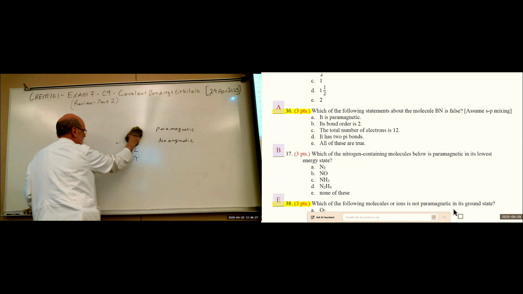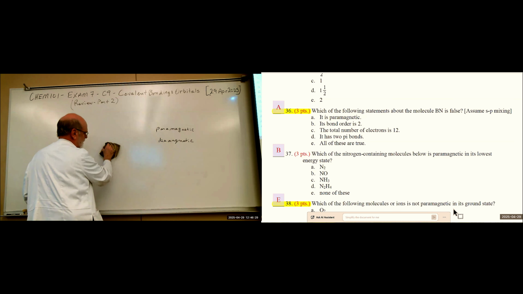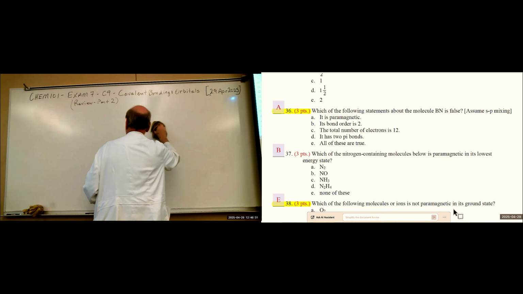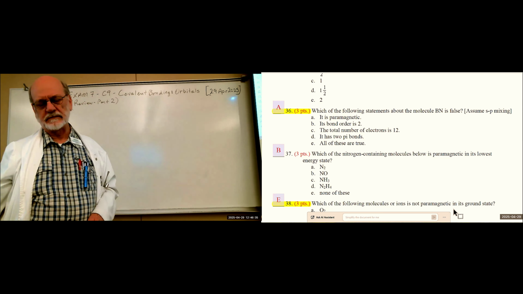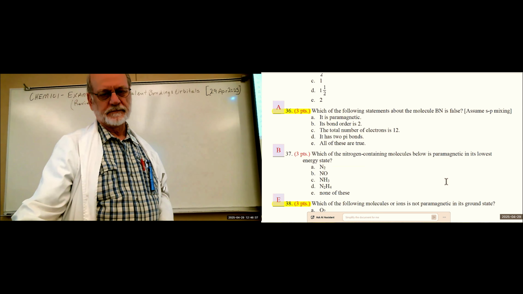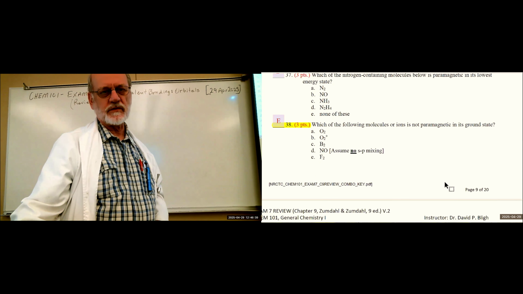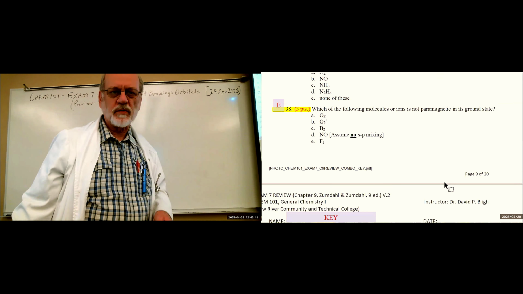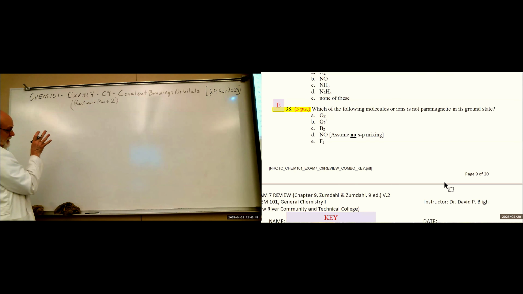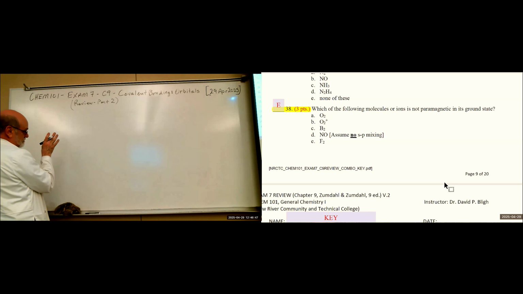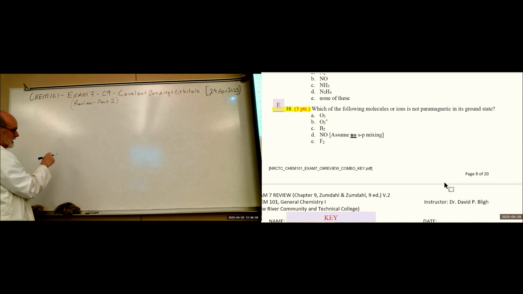And that makes sense because at this point, we're trying to praise the value of molecular orbital theory over everything else. And you wouldn't know that with any other theory.